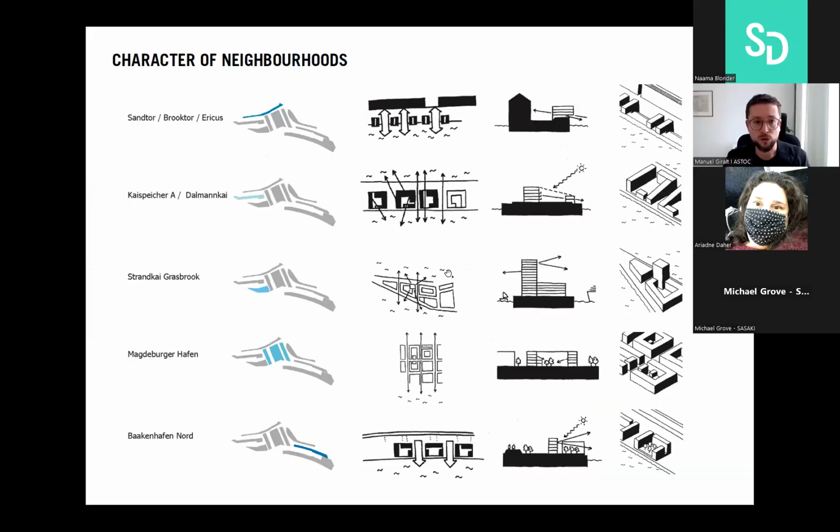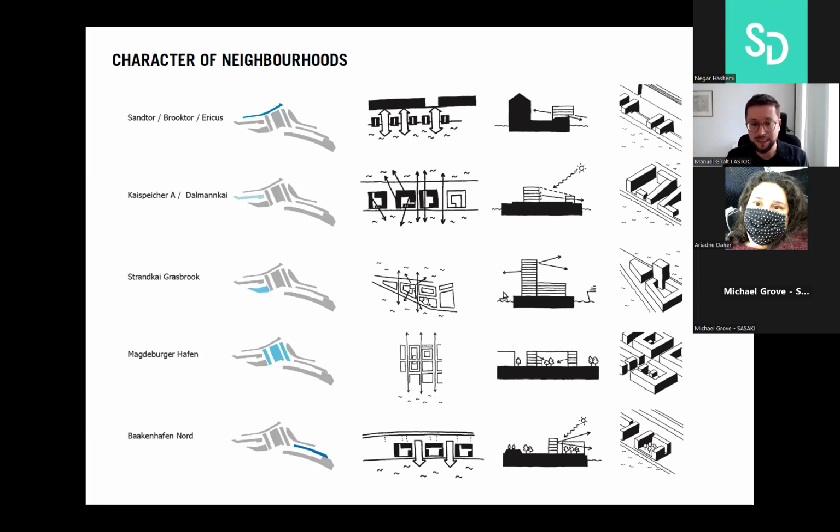Firstly, in the north, we have the Sandtorkai, where we have some kind of point blocks with generous distances between them to provide visual connections and views to the historic warehouse district just north of it. Secondly, on the second quay, the Dalmannkai, we have open blocks to maximize the views to the river. And on the third quay, at Strandkai, we have perimeter blocks combined with small high-rise buildings to create some kind of silhouette of the Hamburg city towards the south.